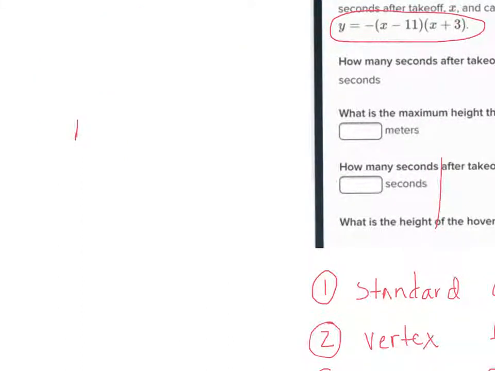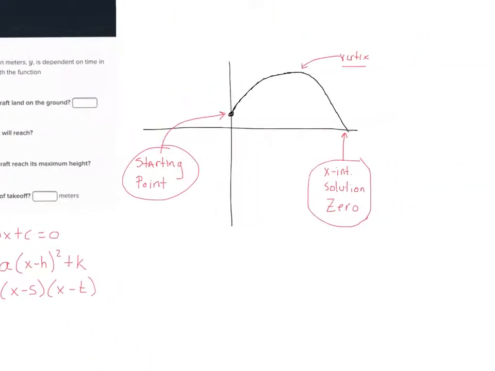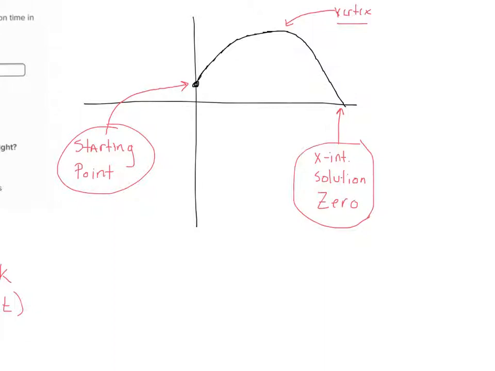And so when we solve each of these, I'll add 11 on both sides here, and I get x equals 11. And I will subtract 3 on both sides here, and so I get x equals negative 3. So those are my two x-intercepts. Say x-intercepts. So let's go over to the graph and label them. So here's my graph, right? And so I know that it crosses the x-axis right here at negative 3 and right here at 11.